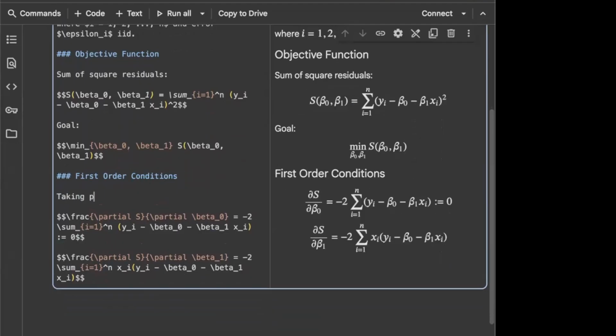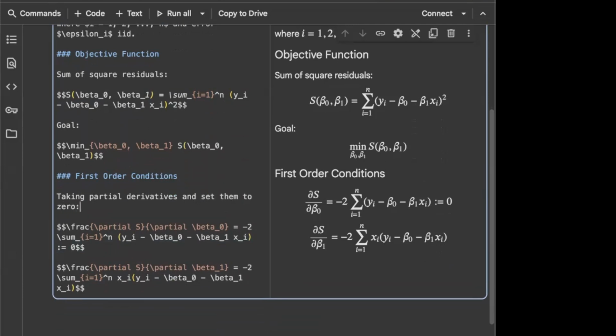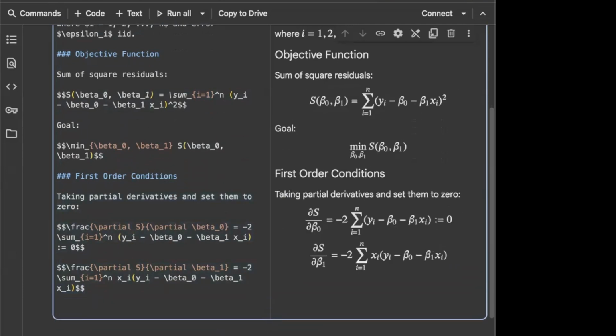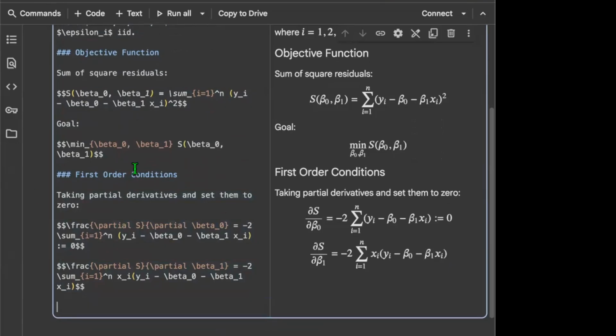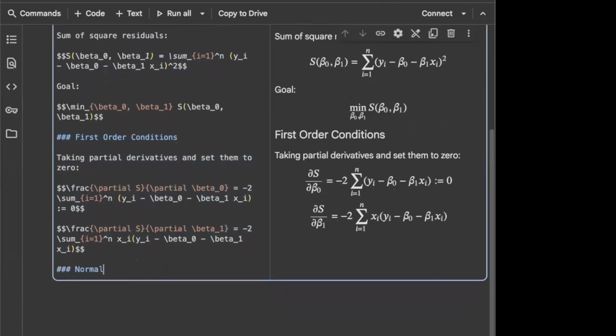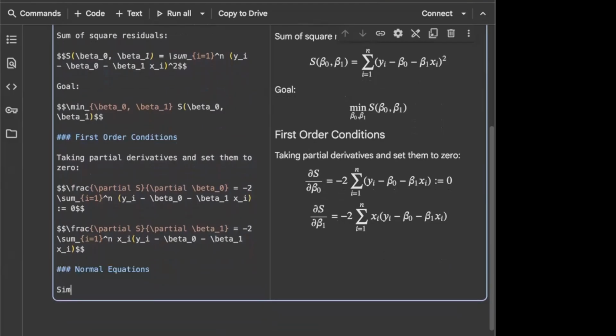So here, we take the partial derivatives and set them to 0. So that's what that looks like. Now you can find your normal equations, right? So here we're going to find the normal equations, and the goal is to simplify them.